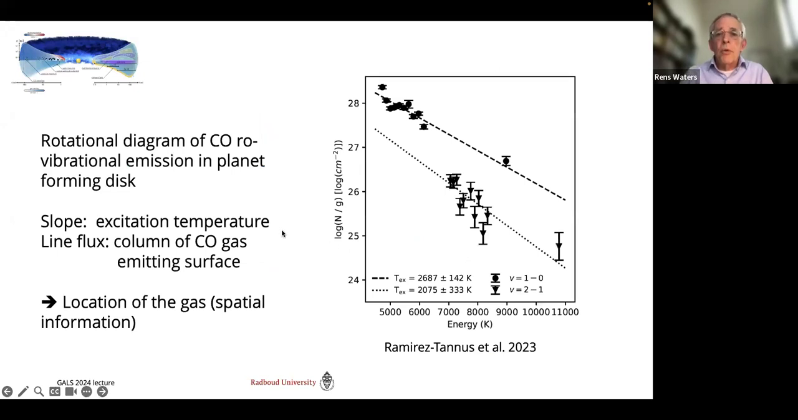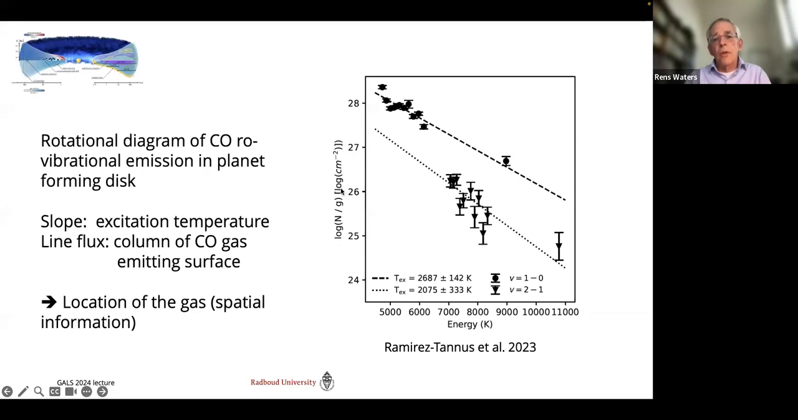And then, as Ted Bergin was explaining last week, if you have many of those transitions, and this is an example of carbon monoxide, you can make so-called rotation diagrams in which you plot the line strength, or the line strength divided by the statistical weight, versus the energy of the upper level of a particular transition. And all these different dots are observations, in this case, of the v=1-0 and the v=2-1 vibrational bands of carbon monoxide. And by measuring the slopes of these lines, you can actually derive the temperature, that is the excitation temperature of the gas.